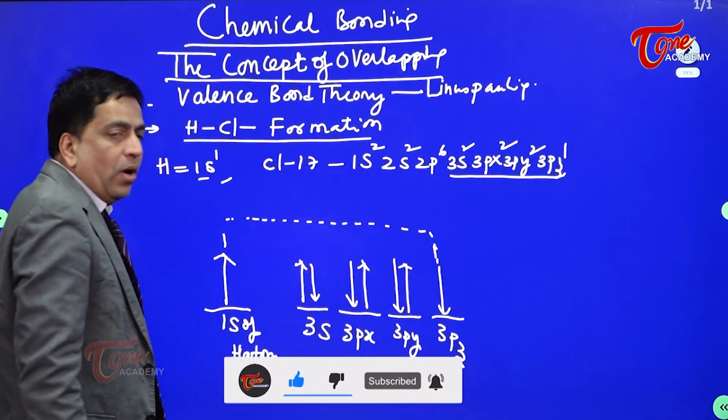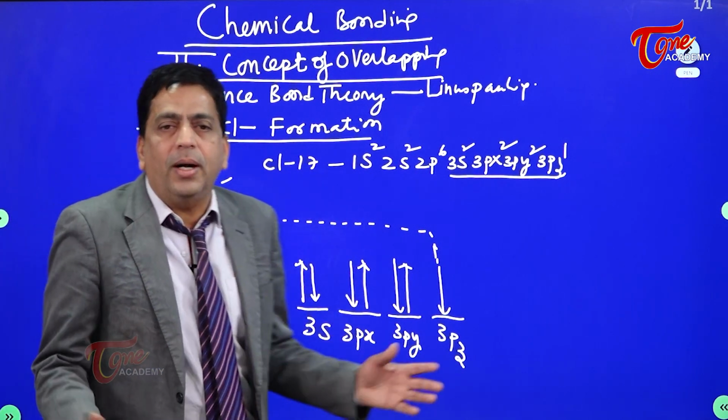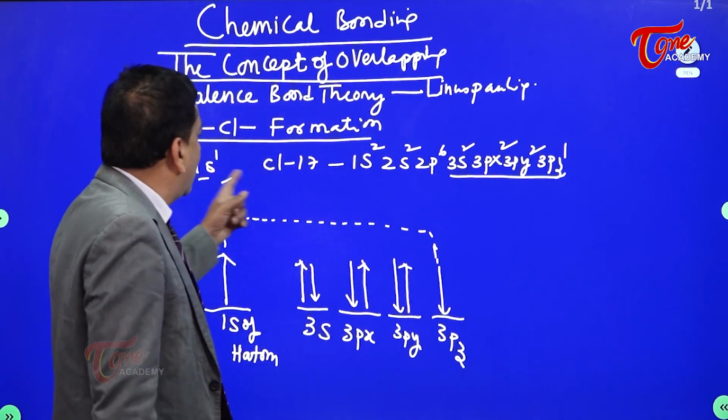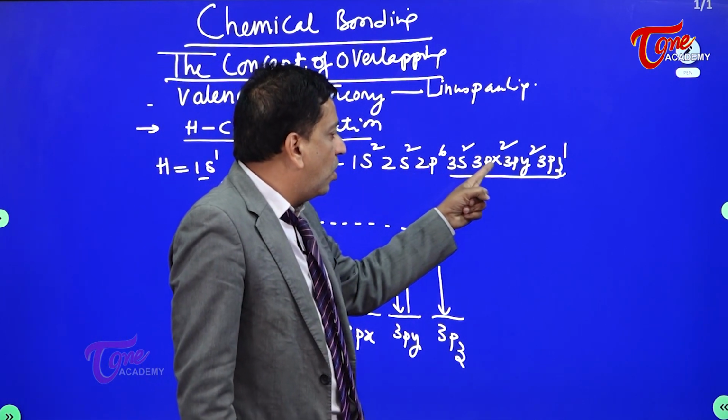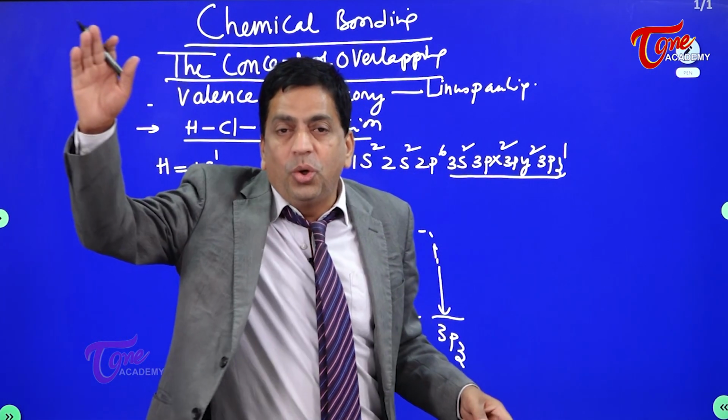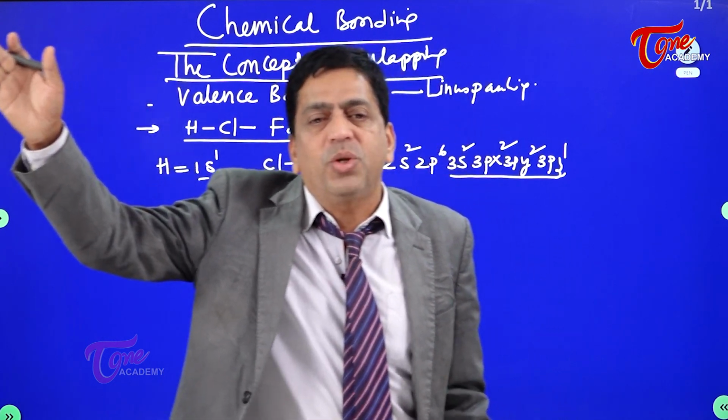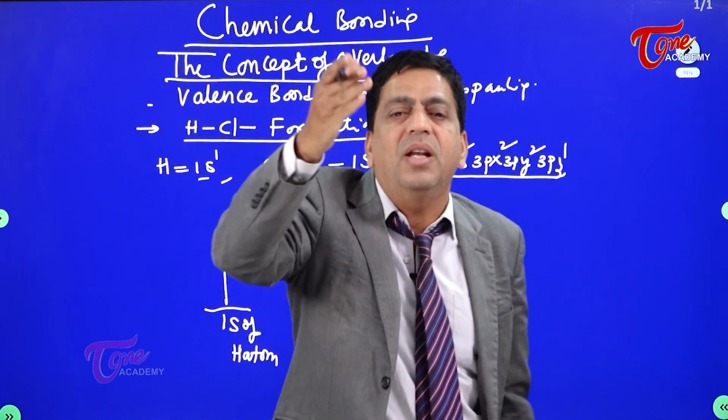So that is the bonding, only these two. And forget about the rest, they are not participating in bonding. Only those orbitals in which the electrons possess opposite spin are actually participating in overlapping.